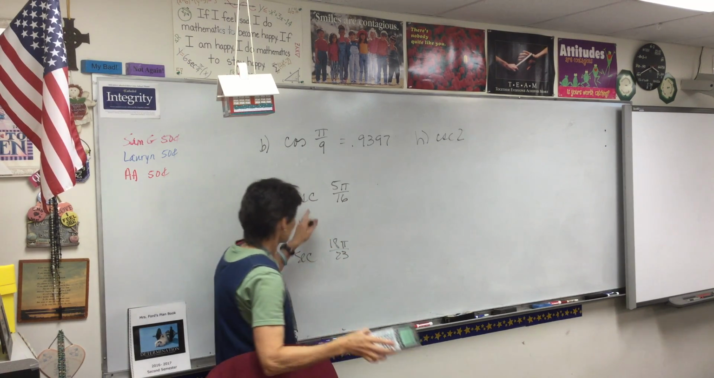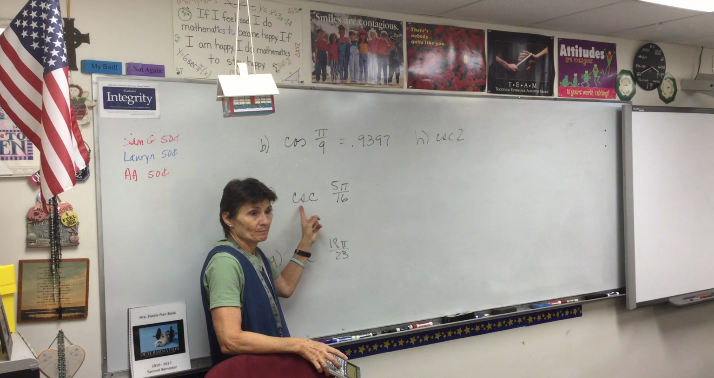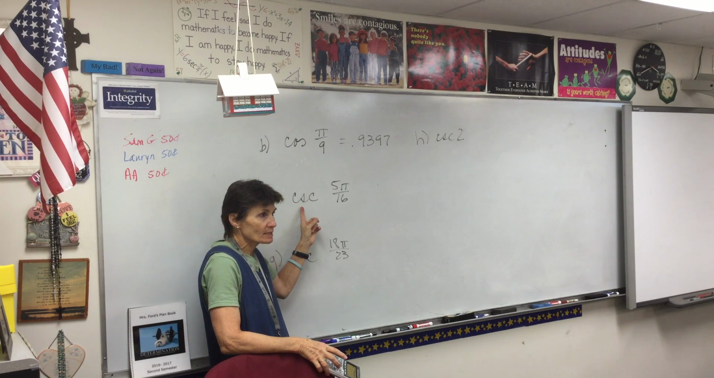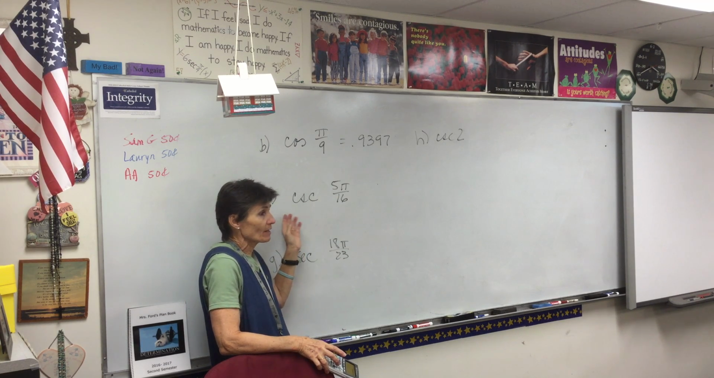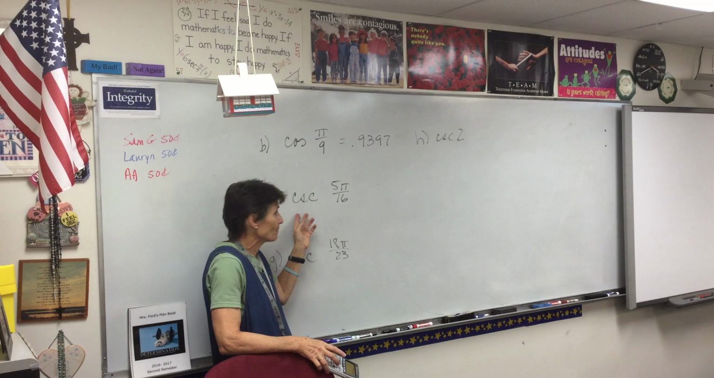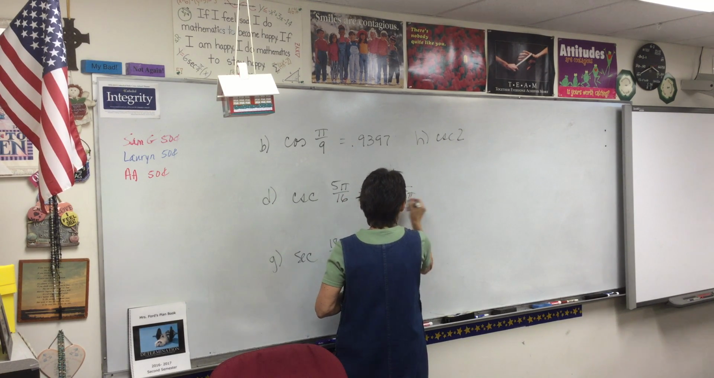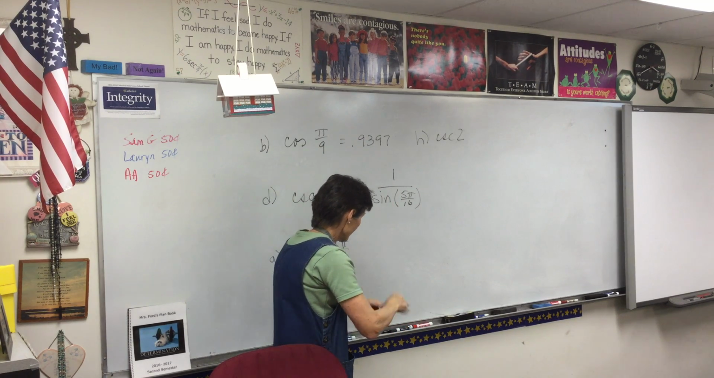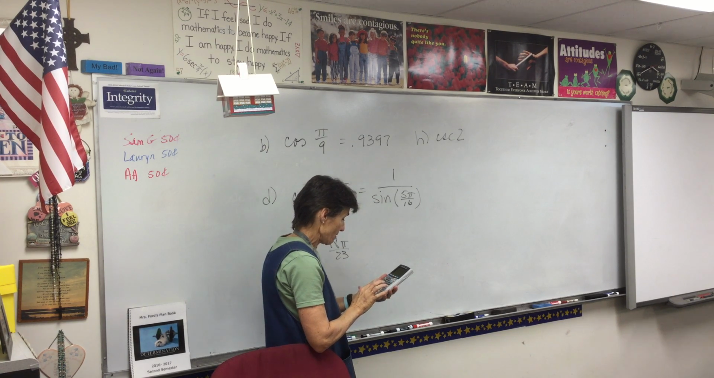All right, so now we're going to do the next one. Now this one, we're going to do the same thing, but the problem is you don't have that button. So how did we decide we were going to put a cosecant into our calculator, Lauren? 1 divided by sine. Remember, the co's never go together, so cosecant will never go with the cosine. It's 1 divided by sine. So we are literally going to type in 1 divided by sine, and then 5 pi divided by 16.